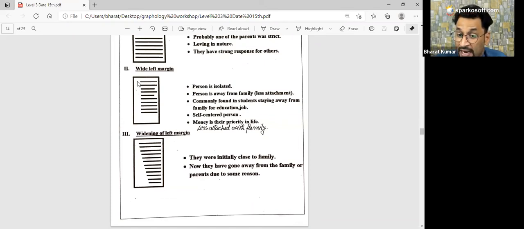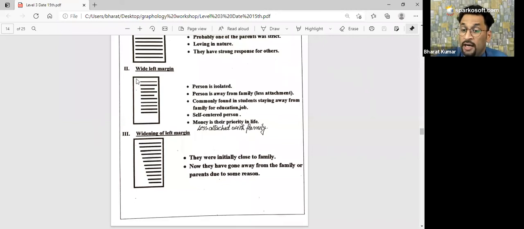But what I'm saying is, if an excessively wide left margin is there, I'm not talking about a normal left margin, I'm talking about an excessive left margin. Okay, no need to note down anything. I will provide you this just after this workshop. Yesterday, in the last workshop also, I provided everything on the spot.